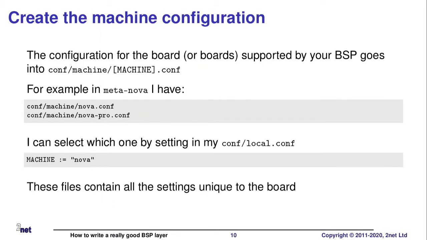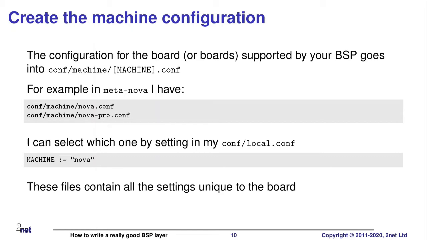Then you will need a machine configuration. So I have just invented this thing called the Nova board, and I have two variants of it: a Nova and a Nova Pro. In my meta-nova layer, in conf/machine, I have nova.conf and nova-pro.conf. And then in your local.conf, you point at whichever one of these you want to build for.